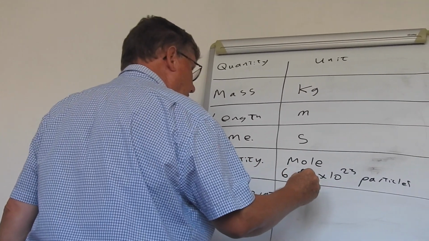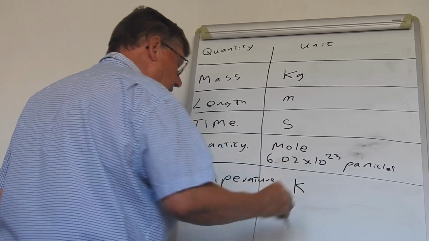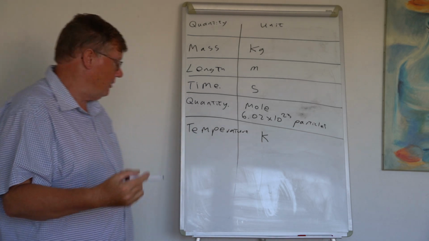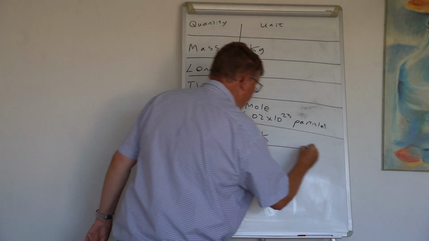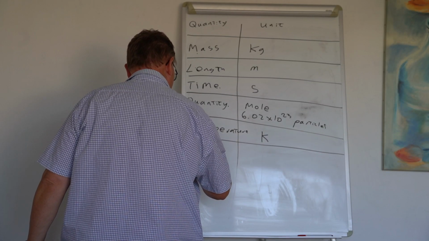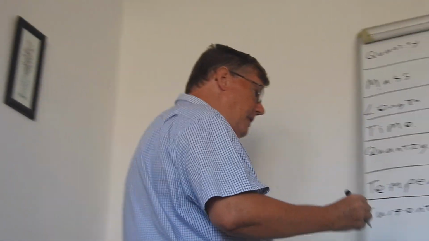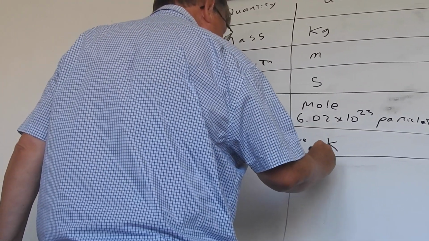Its unit is K, or Kelvin, and an individual Kelvin is the same as a Celsius. Again, we'll come to that later. Current in electricity, which we will cover in a few years' time, and the unit of current is the amp.